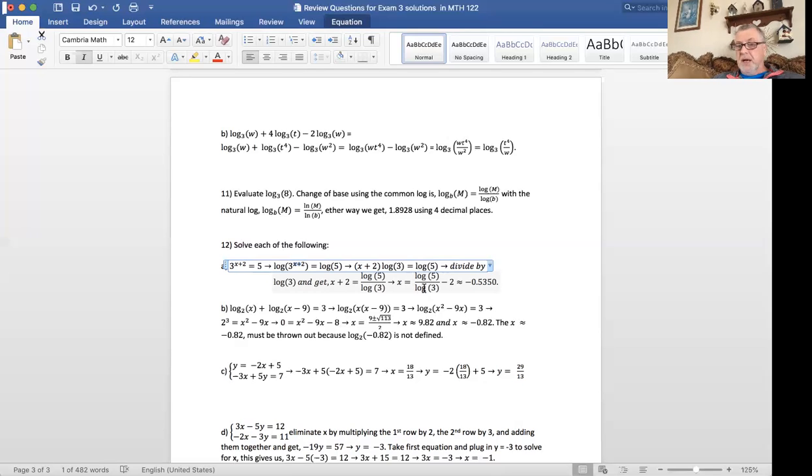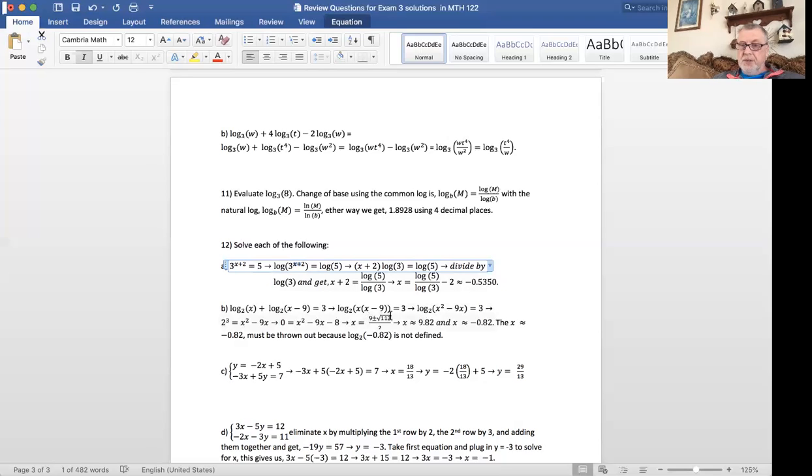Log of 5 divided by log of 3, making sure we have a parenthesis after the 5 and a parenthesis after the 3. Minus 2 gives us approximately minus 0.5350 to 4 decimal places.